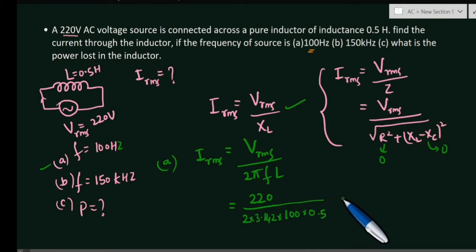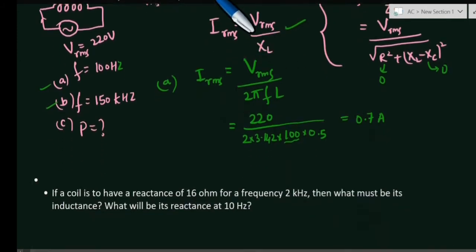So if you calculate it, the value of Irms is found to be 0.7 amps. And in the second case they have given the value of frequency of AC as 150 kilohertz. So instead of 100 Hertz you can substitute 150 kilohertz here. So I will do that.